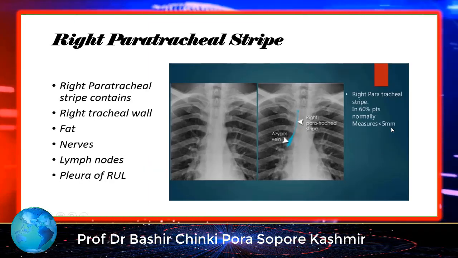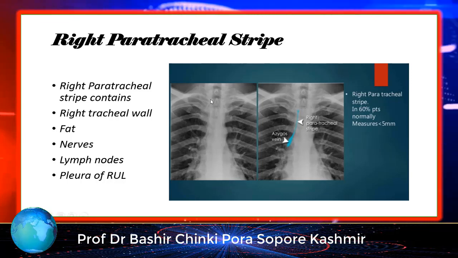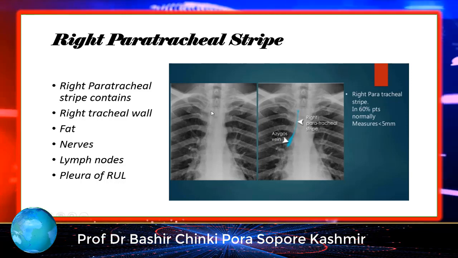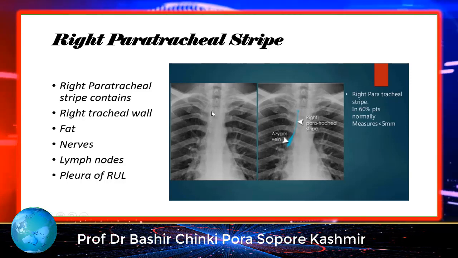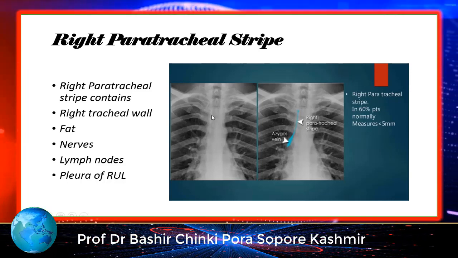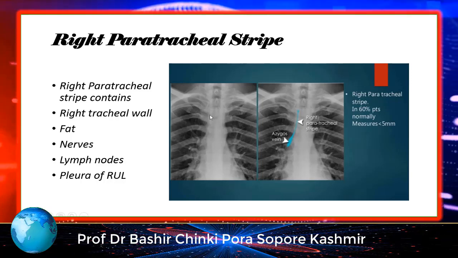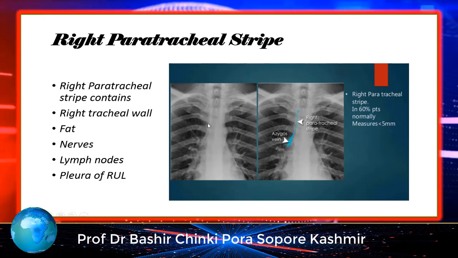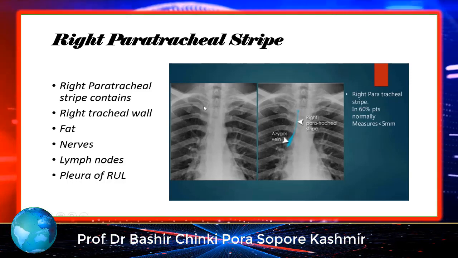Now, if I show it here, this right paratracheal strip or paratracheal line contains the right tracheal wall. It contains fat, nerves, lymph nodes, and it also contains the pleura of the right upper lobe.